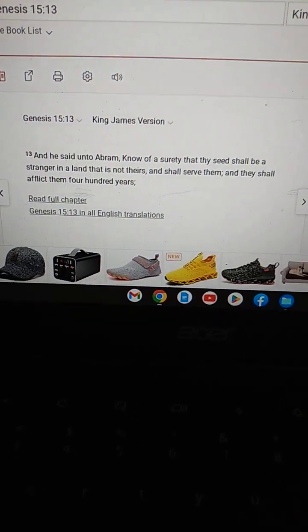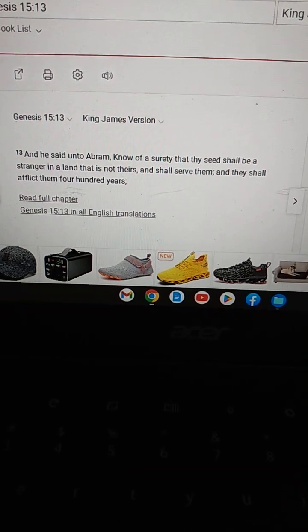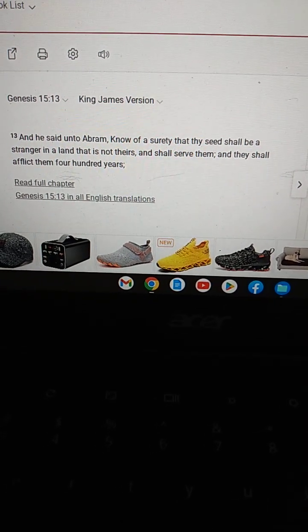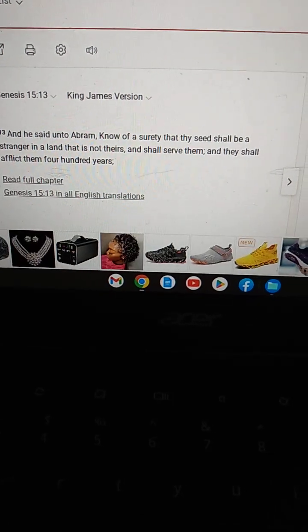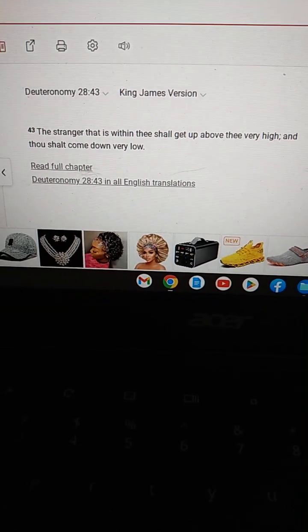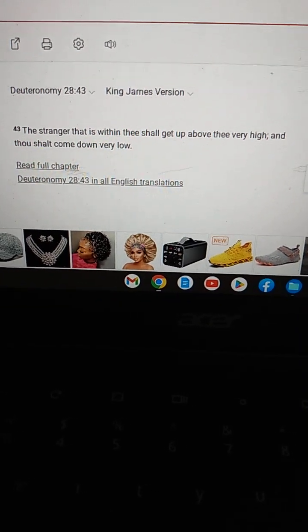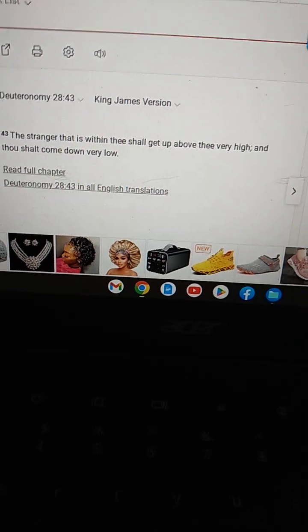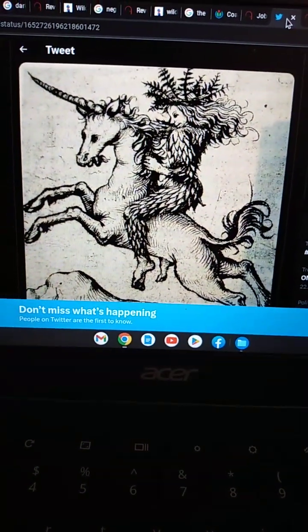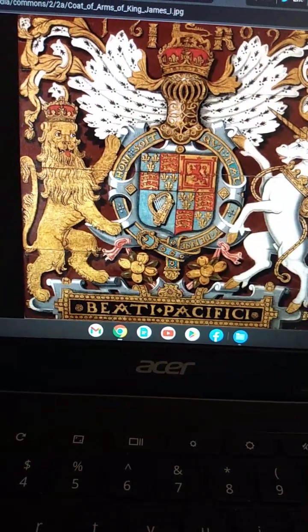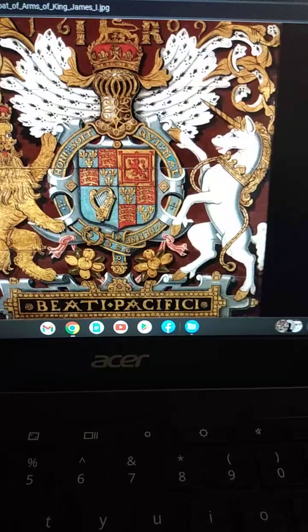Genesis 15:13. "And he said unto Abraham, Know of a surety that thy seed shall be a stranger in a land that is not theirs, and shall serve them, and they shall afflict them 400 years." And this is Deuteronomy 28:43, "The stranger that is within thee shall get up above thee very high, and thou shalt come down very low." And that's Esau, the wild man who stole our surname, bound in the unicorn. That's us coming down low.